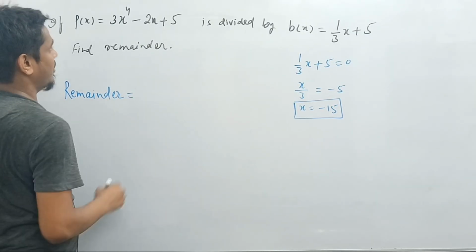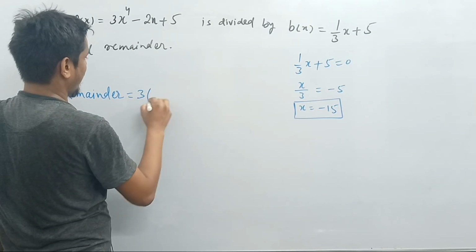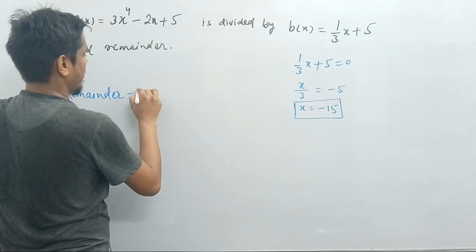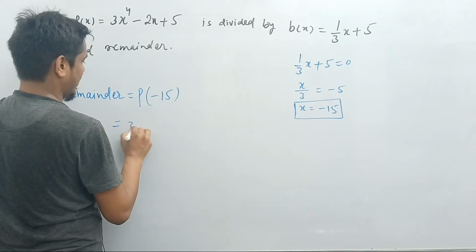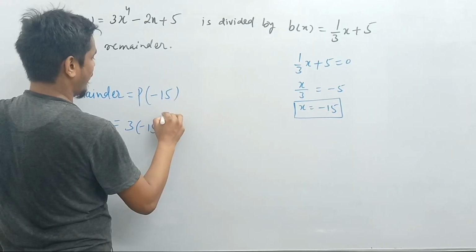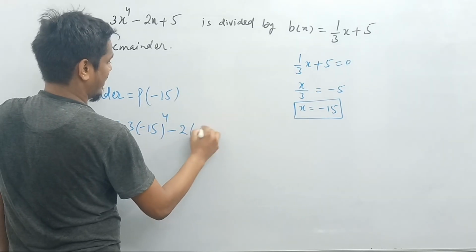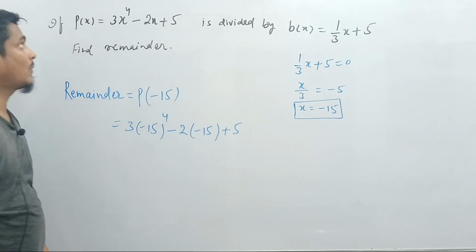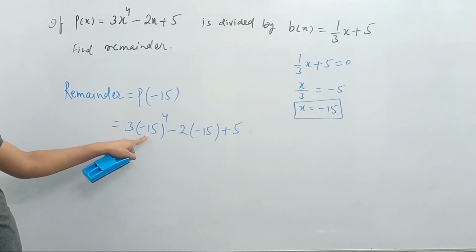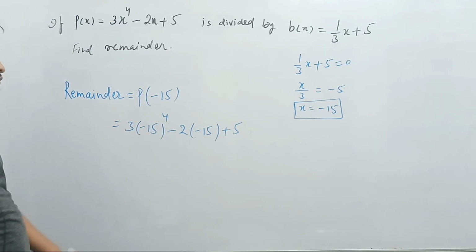Our remainder is equal to 3 times, substituting p as negative 15: 3 times negative 15 to the power 4, minus 2 times negative 15, plus 5. So over here we need to find 15 to the power 4.